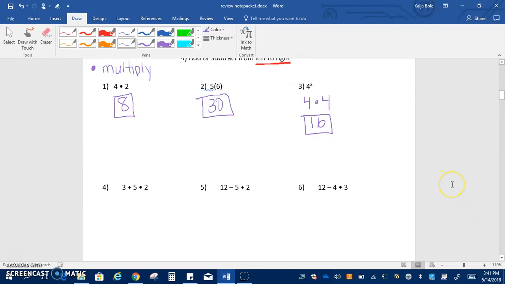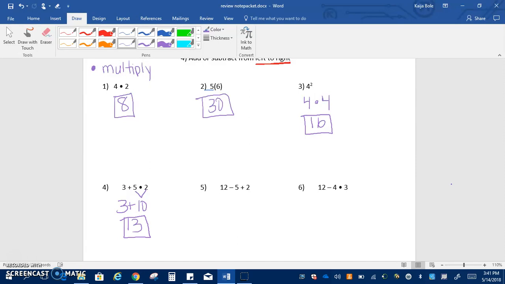Now when we look here at number 4, we've got adding and multiplying. So first we need to multiply. So 5 times 2 gives us 10. And then we have 3 plus that comes down with it. And 3 plus 10 is 13.